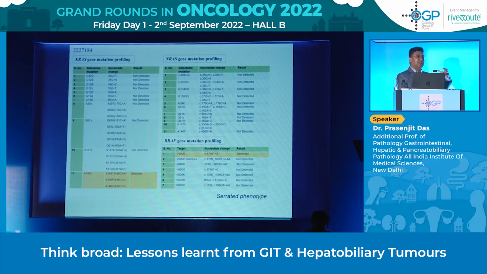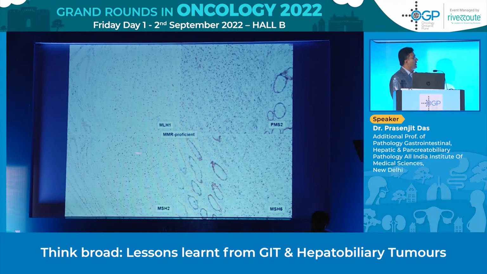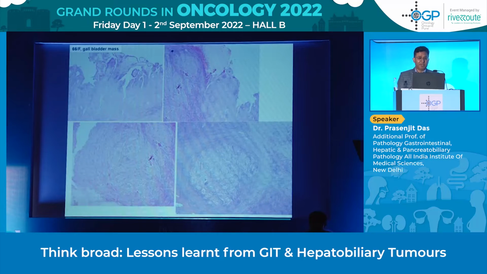Normally we know serrated pathway carcinogenesis in the colon shows either serrated carcinoma or interval carcinoma. Nowadays we are understanding that there is a third phenotype where we can see poorly differentiated colonic carcinoma, which are usually INI deficient, which can have a serrated phenotype. And this tumor was also MMR proficient.